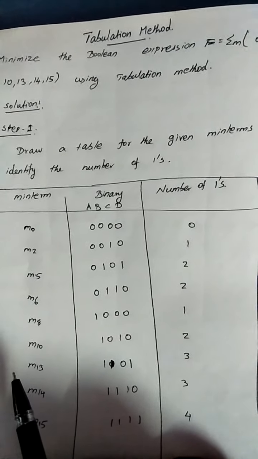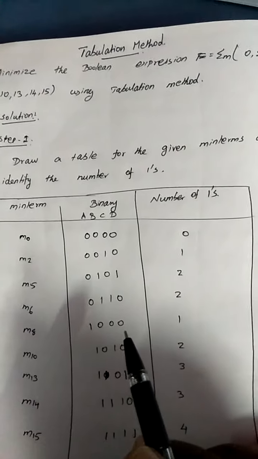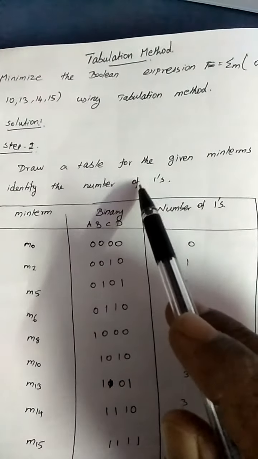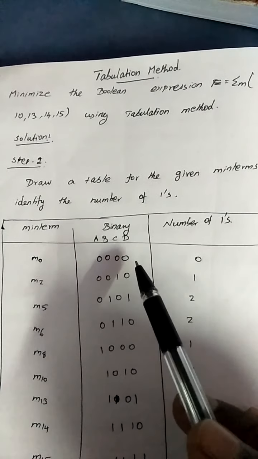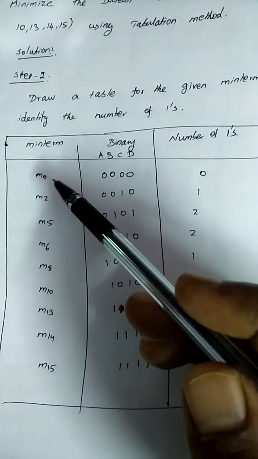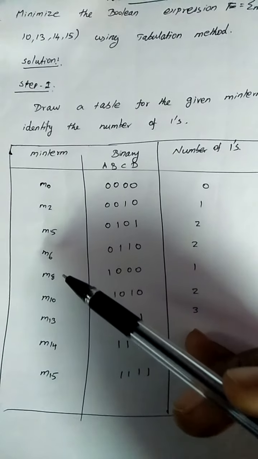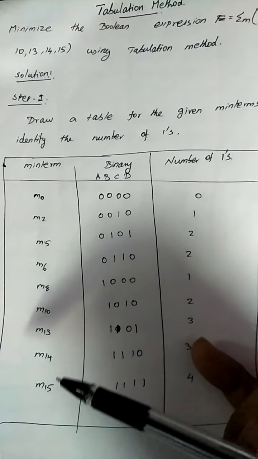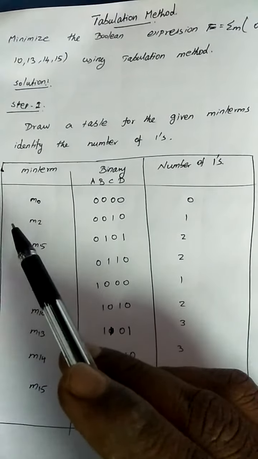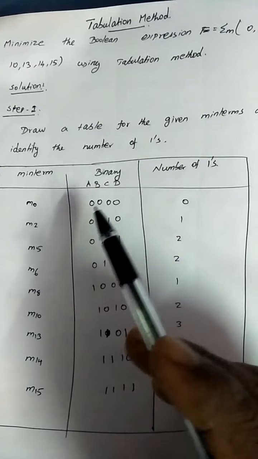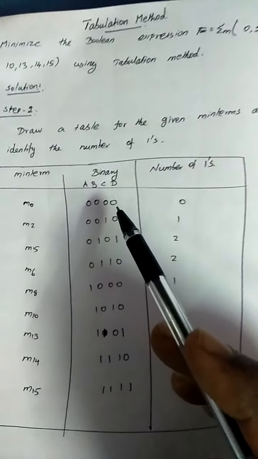For solving this, the first step is we need to draw a table which contains the min-term, binary, and number of ones. So we have to identify how many ones are present in each binary number. So we are going to write all the min-terms given: m0, m2, m5, m6, m8, m10, m13, m14 and m15. We need to write the corresponding binary numbers for the min-terms, and identify the number of ones present in each binary number.